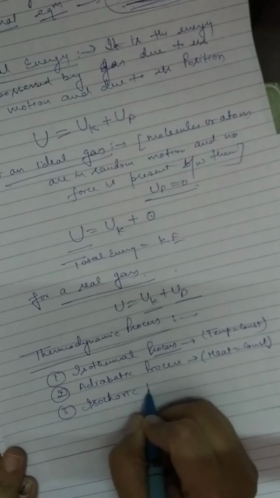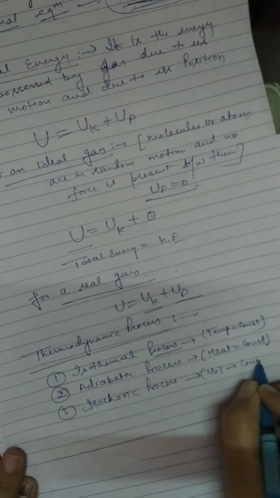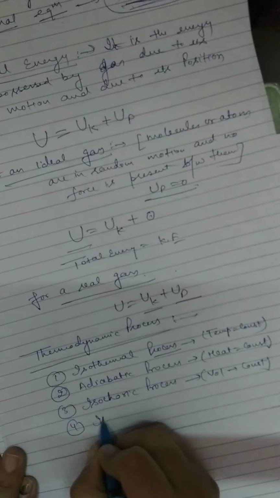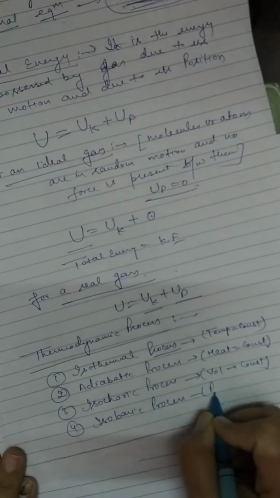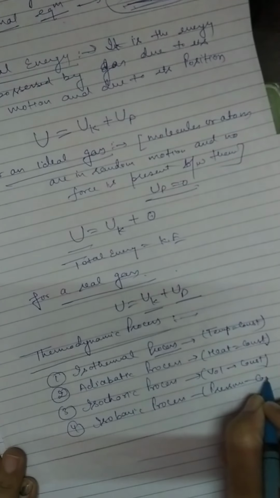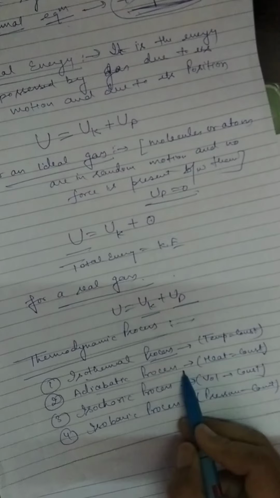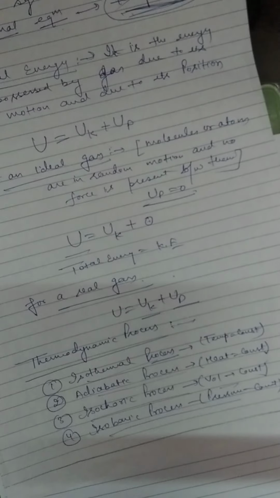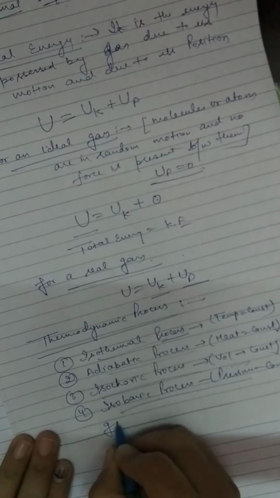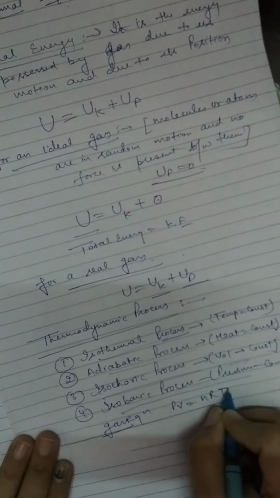Next is isochoric, in which the volume remains constant. And next is the isobaric process, in which pressure remains constant. In isothermal, temperature; in adiabatic, heat; in isochoric, volume; and in isobaric, pressure remains constant. These are the different thermodynamical processes. And what is the gas equation? All of you know the gas equation: PV equals nRT, right?